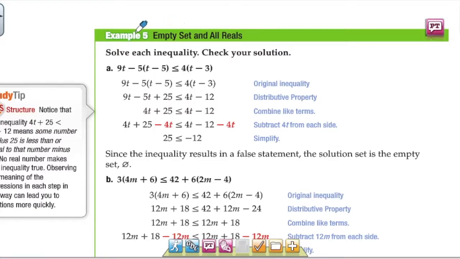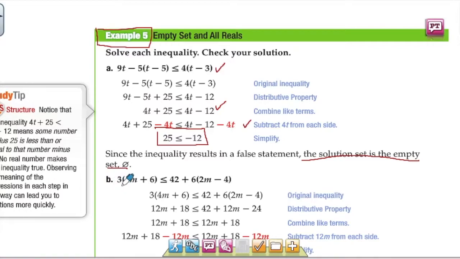To illustrate that, we can look at example 5. When we're solving an inequality, in this case we have to apply the distributive property, and we also have to combine like terms and get the variables on the same side. The result is 25 is less than or equal to negative 12, and that is not a true statement. The solution set is the empty set.